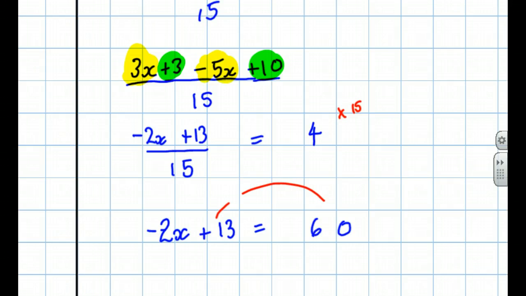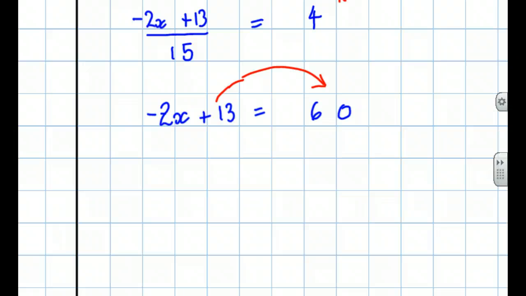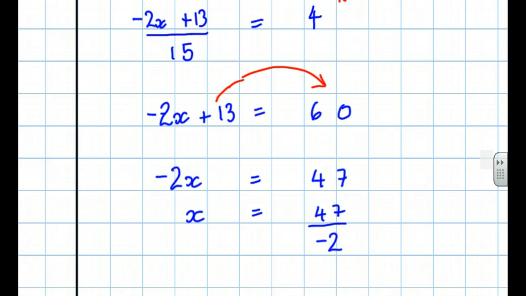Take 13 from both sides. We'll move it to the right-hand side. And we get minus 2x equals 60 take away 13 is 47, and then we finish off: x is equal to 47 over minus 2, the minus 2 here being the number in front of x. And then we'll change that to a mixed number. 2 goes into 47, 23, remainder 1, so it's 23 and a half, and it was minus 2, so it's minus 23 and a half. Right, lastly, we're going to look at an A-star question.